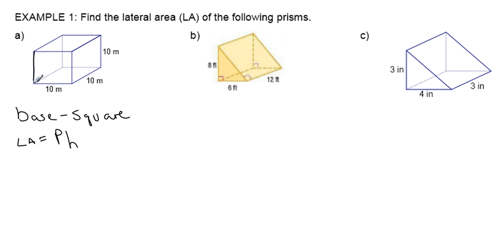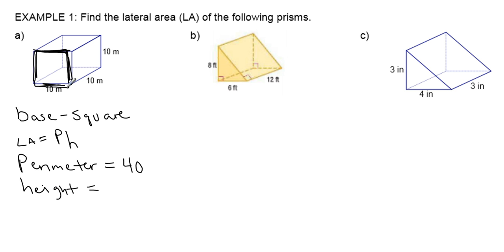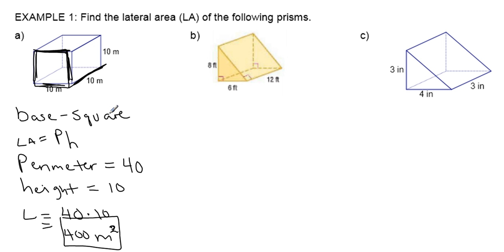The perimeter of our base will be 10 plus 10 plus 10 plus 10, or 40. So the perimeter is going to be 40. The height of our prism is going to be 10. So the lateral area is going to be the perimeter times the height, which is a total of 400 meters squared. Sorry, we're speaking of area.